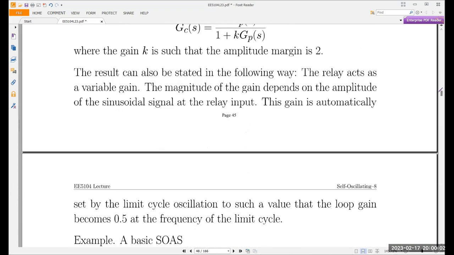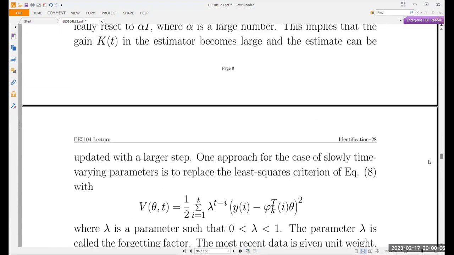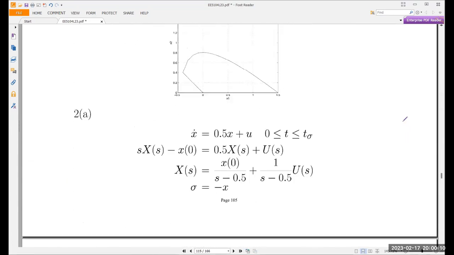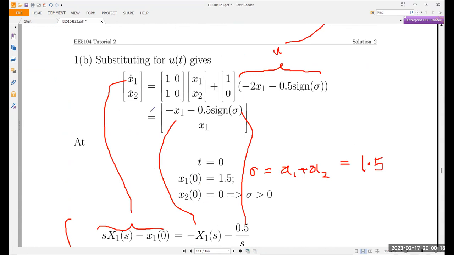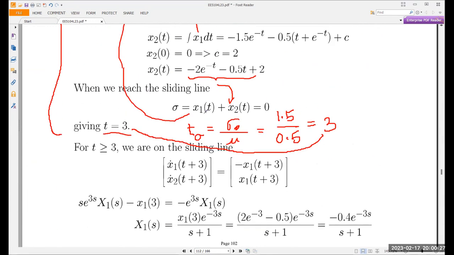So part two. How to get the equation to draw part two? Rewrite this one. You got x2 dot equal to x1, no problem. Then, it's always easy to write down the state space. What about x1 dot is equal to what?